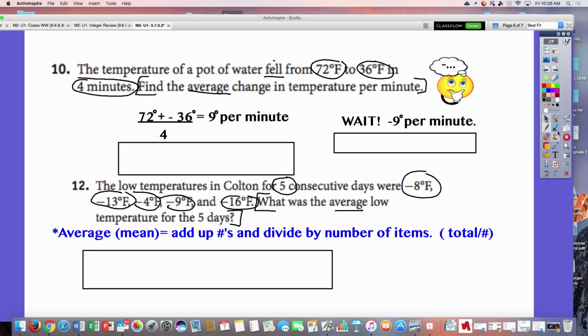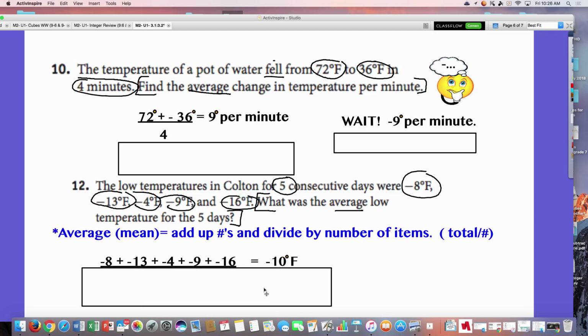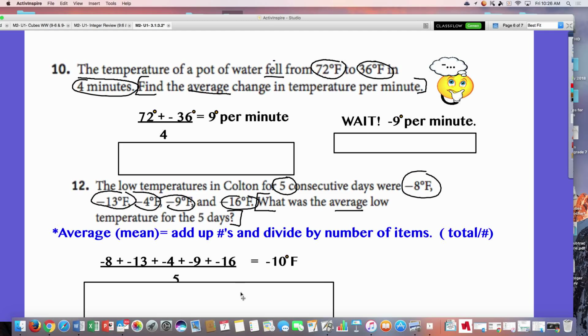Bacon! Hey, welcome back. Let's see how you did. Did you add all those numbers up? You should have gotten a negative answer, right? A negative number divided by 5, and if you take all those numbers and add them up, and they're negative, you get a negative total, negative 50, divided by 5, negative 10 degrees Fahrenheit.